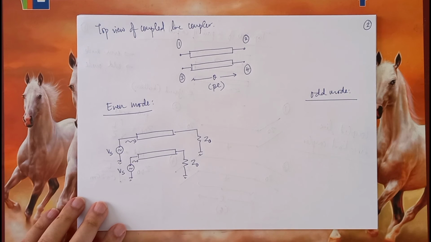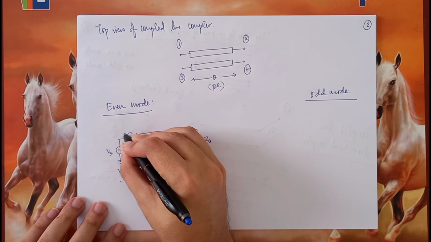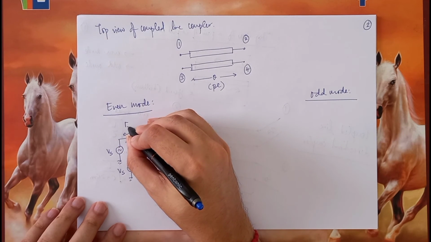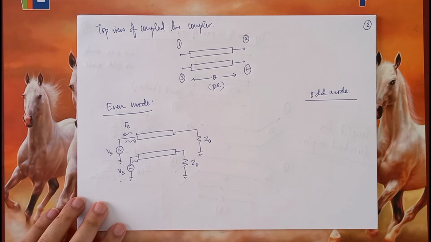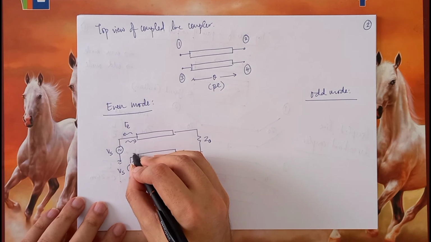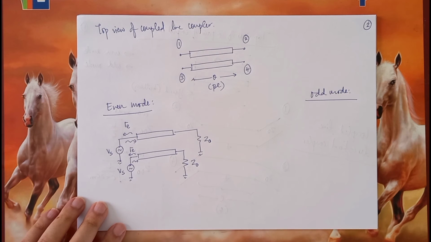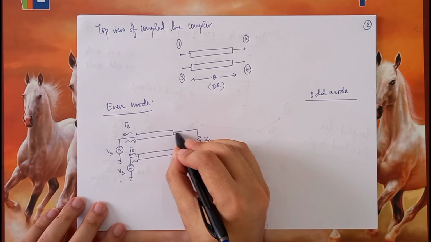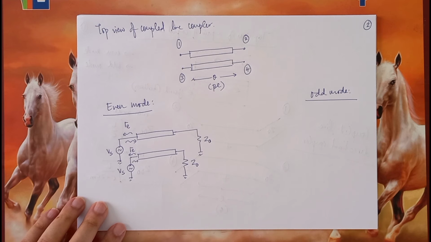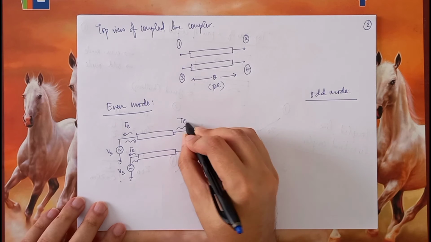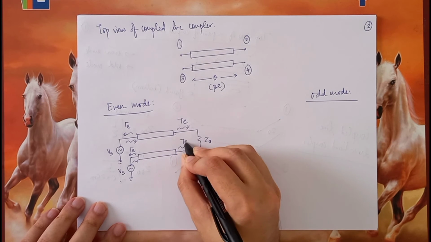If a wave is entering, it's very much possible that there will be some reflection. So let's call this reflection coefficient gamma E in the even mode. Since the conductors are identical, even this one will be gamma E. And what is reaching each of the loads, let's call it a transmission coefficient. One is TE, the other is also TE.